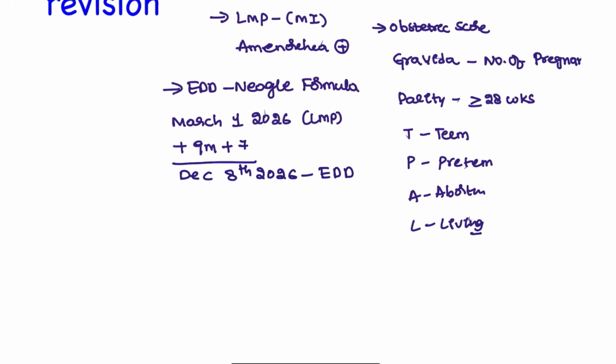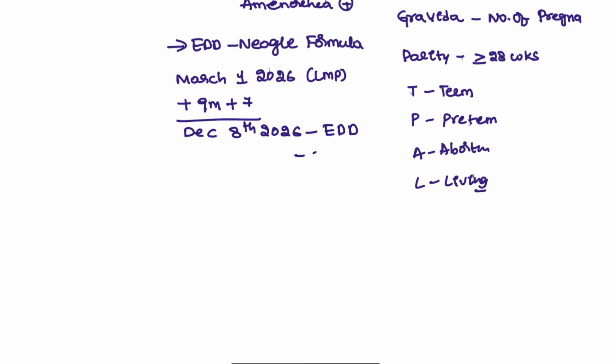But Naegele's formula has flaws. The limitation of Naegele's formula is that it is going to calculate only for a 28 days fixed cycle. What if the patient's cycle is 25 days? What if it is 32 days? How are we going to calculate for this patient? If the patient has a 32 days cycle, do we subtract the days, or do we add the days? So this is a confusion. Sometimes we get confused in the examination on how to calculate this EDD.